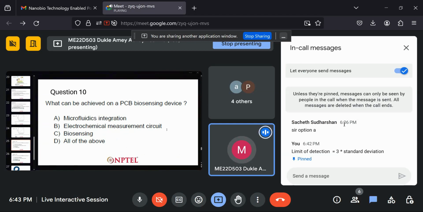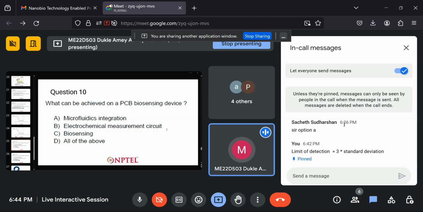So basically, in printed circuit board biosensing devices, we have a printed circuit board. From the name itself, you know that you can do electrochemical measurement with that. Biosensing, obviously you can have a biosensor. A biosensor is basically where you have biological sensing elements such as protein, antibody, DNA, enzymes, etc., and then you do the biosensing. And the microfluidics integration, obviously you can do it.